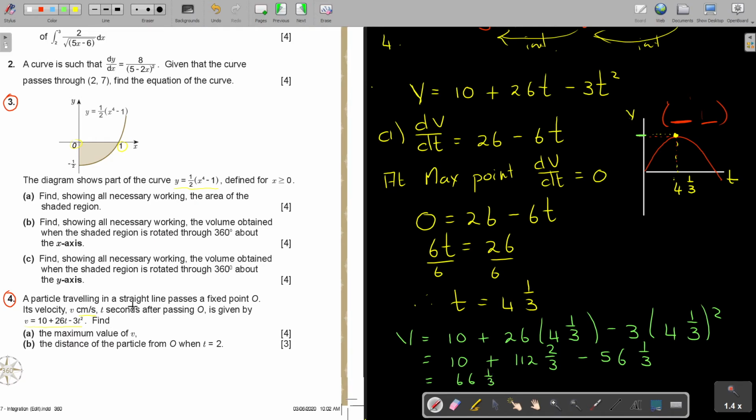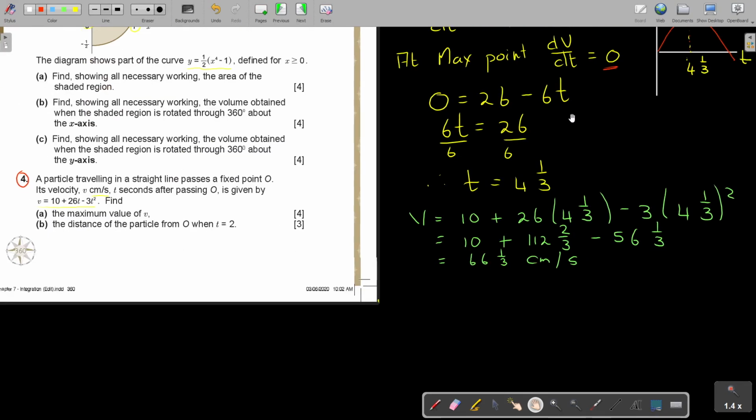And remember, velocity was in centimeters per second. So this was 4 1/3, and this was that 66 1/3. But to get that turning point, I had to take the equation, I have to differentiate it, I have to make it 0 at the turning point, and then I found it. So it's just like finding stationary points.